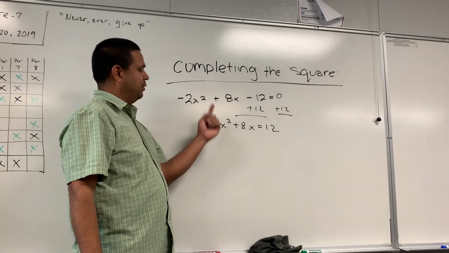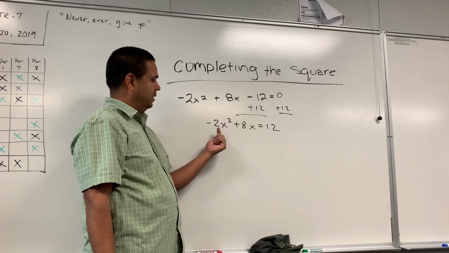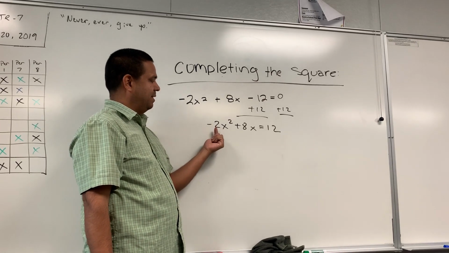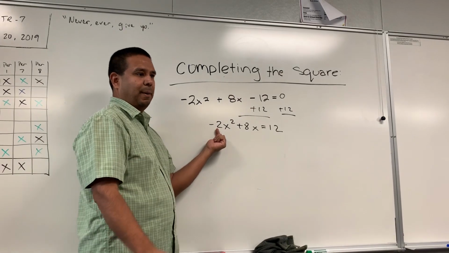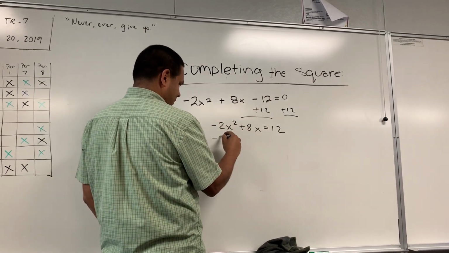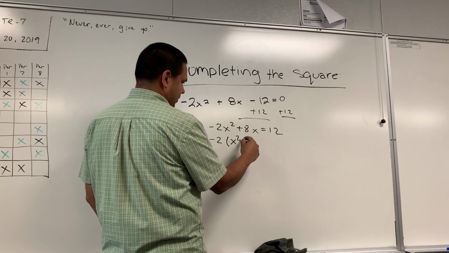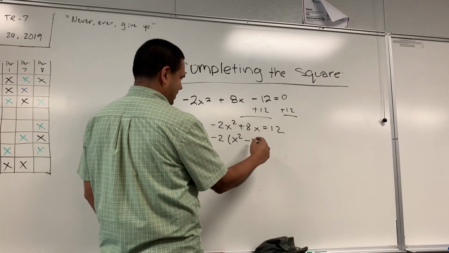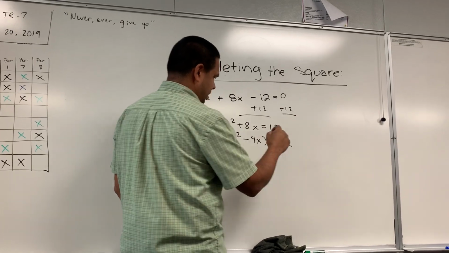Now when you're completing the square, we want the x squared term to have a coefficient of 1. So if I want this to have a coefficient of 1, what should we do here? Factor out the negative 2. We could factor out a negative 2, and we'd be left with x squared minus 4x equals 12. Good.